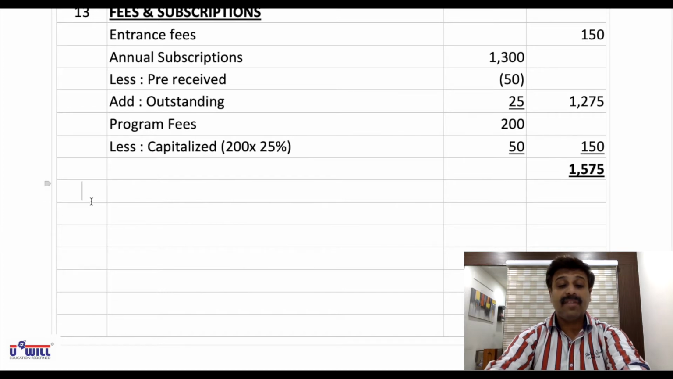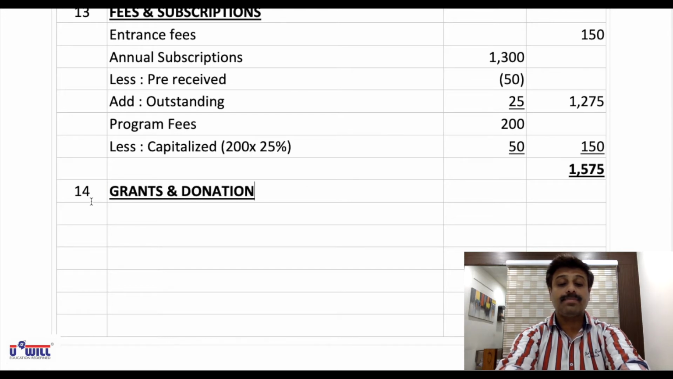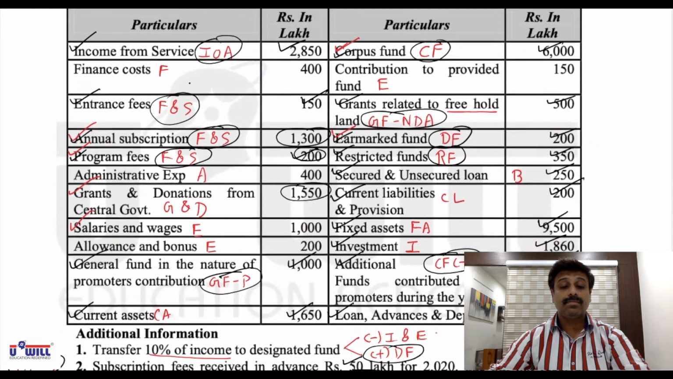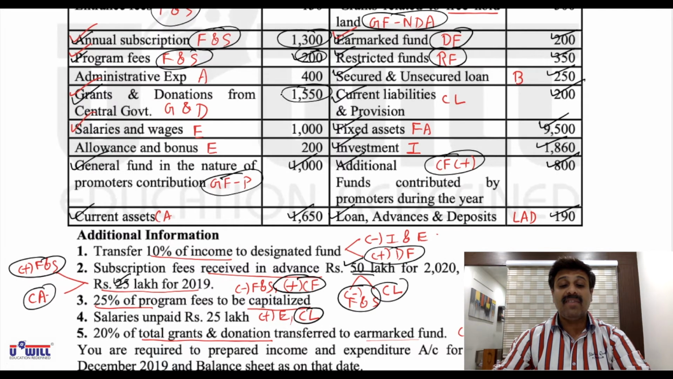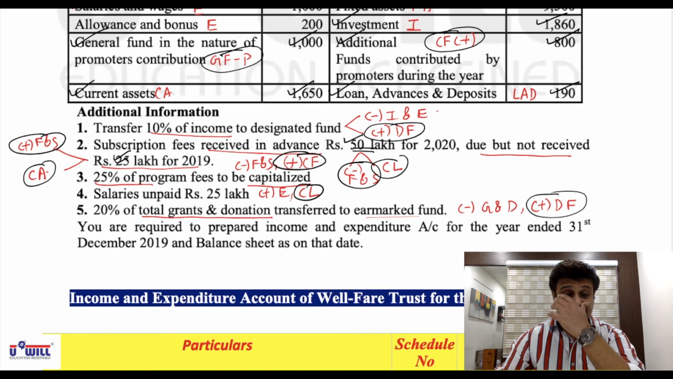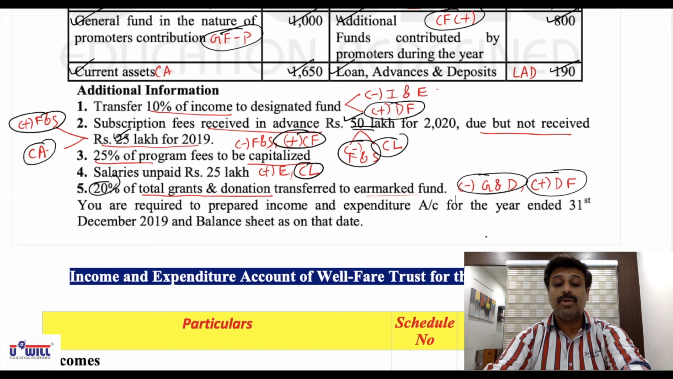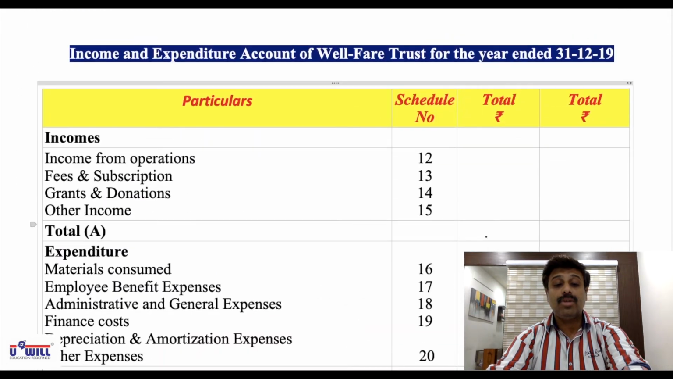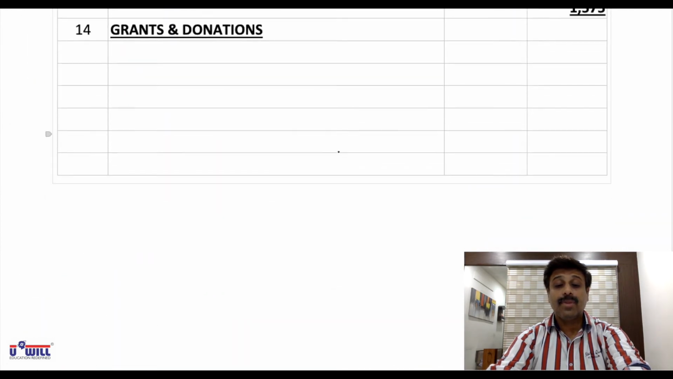Then 14th, after fees and subscriptions, grants and donations, G&D marked items. Very first we have grants and donations from central government 1550. There is a tick, means there is an adjustment related to that. Adjustment 20% we have transferred to earmark funds, that we will minus. So grants and donations from central government 1550.